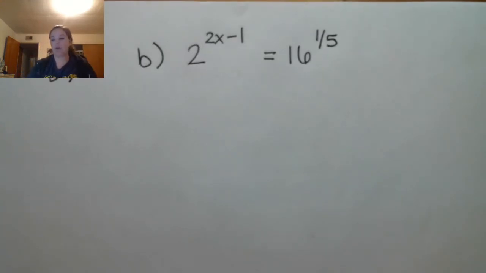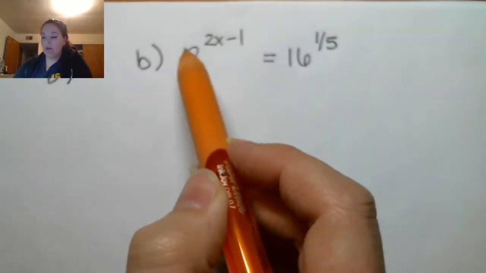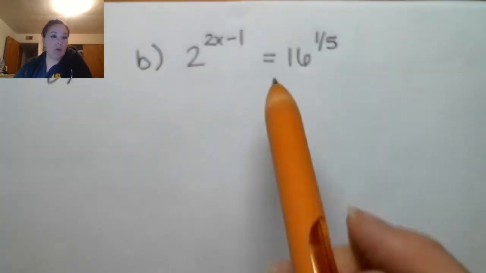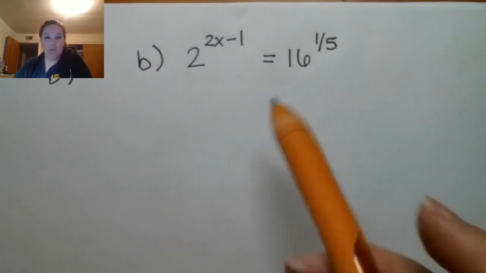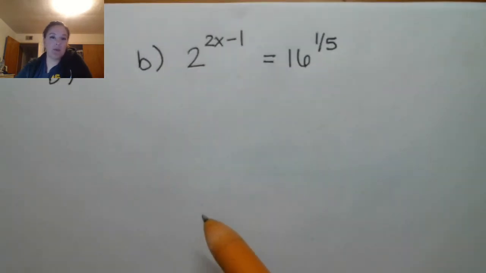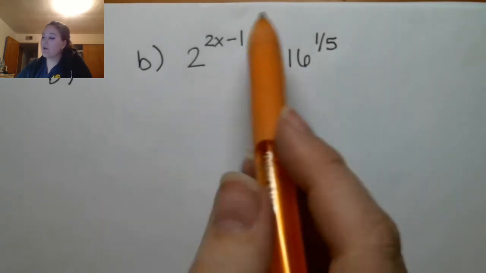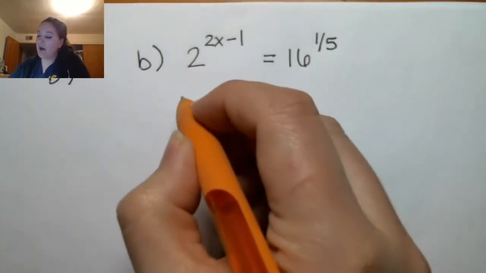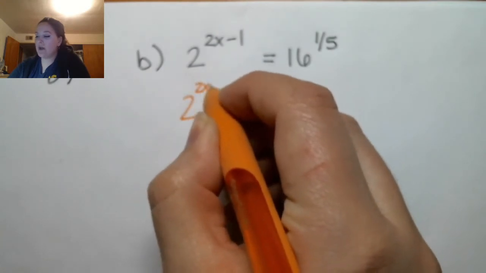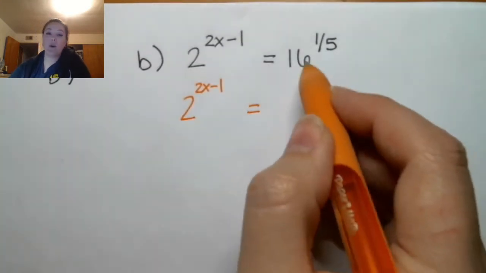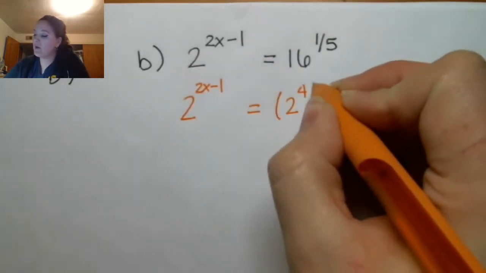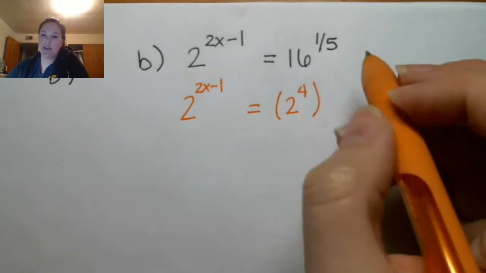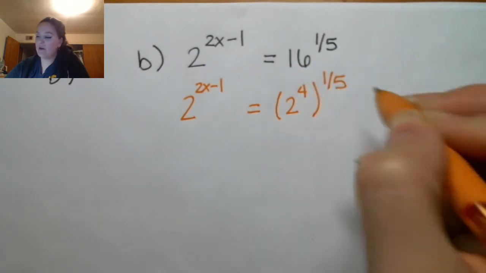So the first thing we're going to do is try to isolate the exponential. And again, in this equation, this is already isolated. Now we're going to write everything in terms of the same base. So we look here, we have the base 2, and then we have 16, which is a power of 2. So we're going to write everything as a power of 2. So we have 2 to the 2x minus 1, and then we're going to write 16 as 2 to the 4th, because that's the same as 16 to the 1/5 power.